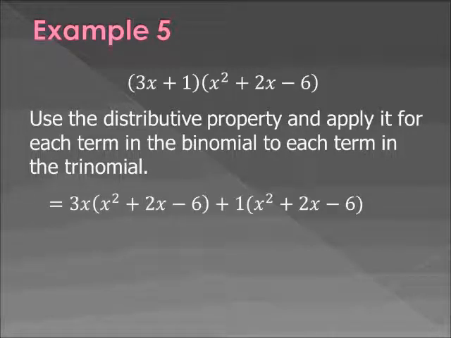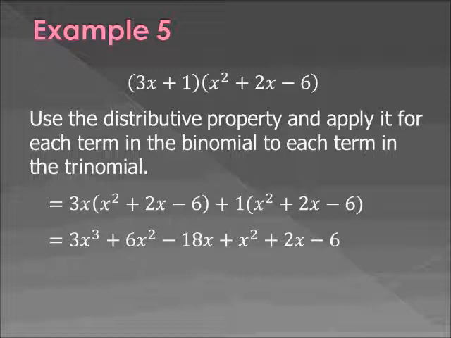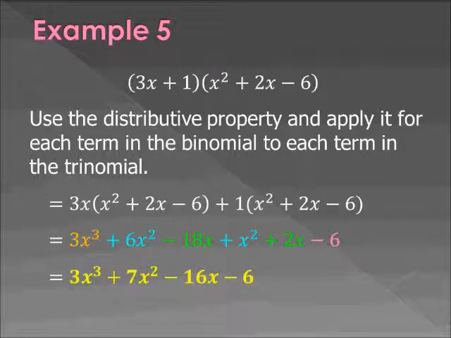So what I'm going to do is take the 3x in the first binomial and multiply it by each term in the trinomial. I'm going to do the same with the plus 1. So you have 3x times the quantity (x squared + 2x - 6) plus 1 times the quantity (x squared + 2x - 6). At this point, all you do is distribute each term and then combine like terms and simplify. So you get 3x cubed plus 6x squared minus 18x plus x squared plus 2x minus 6. Note the like terms just like we did in section 4.1. Combine them, and you'll get 3x cubed plus 7x squared minus 16x minus 6.